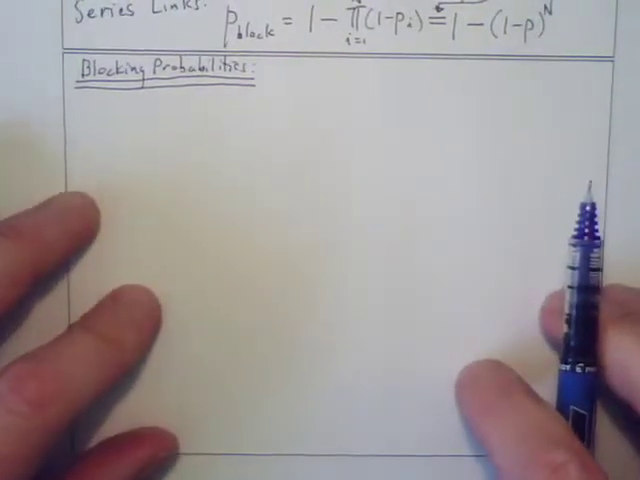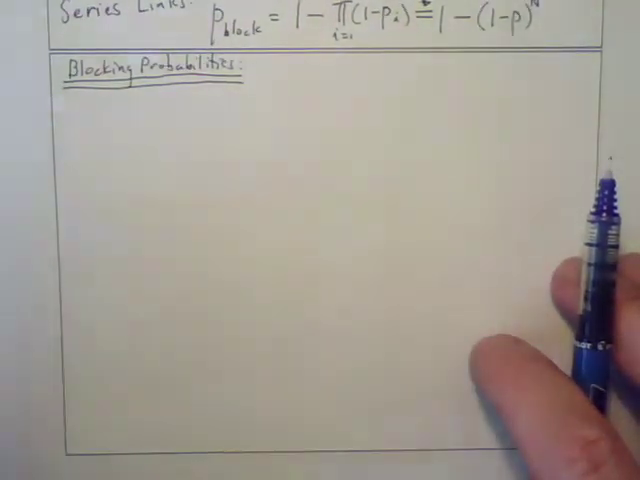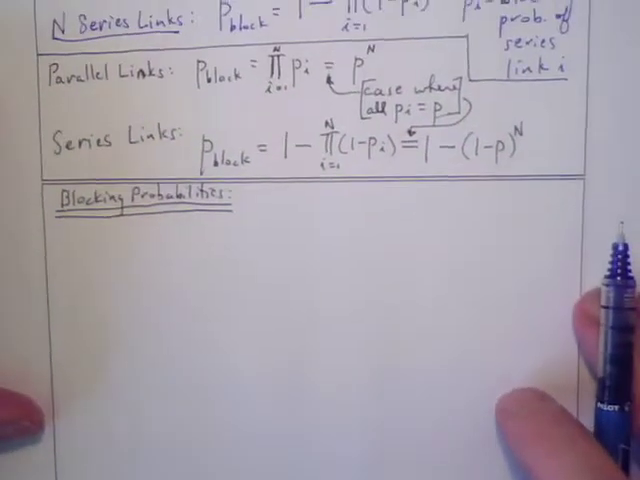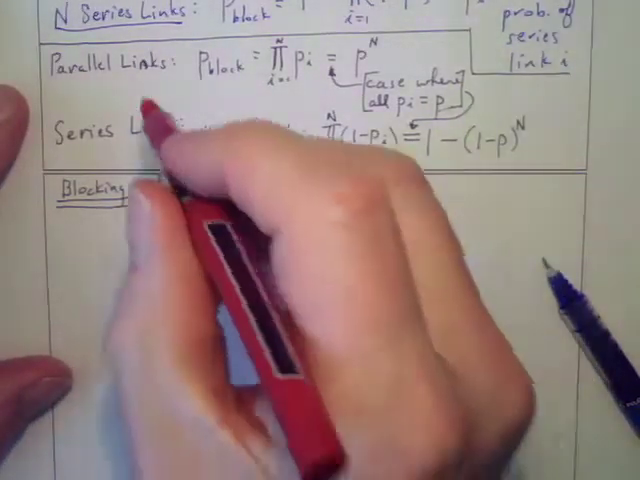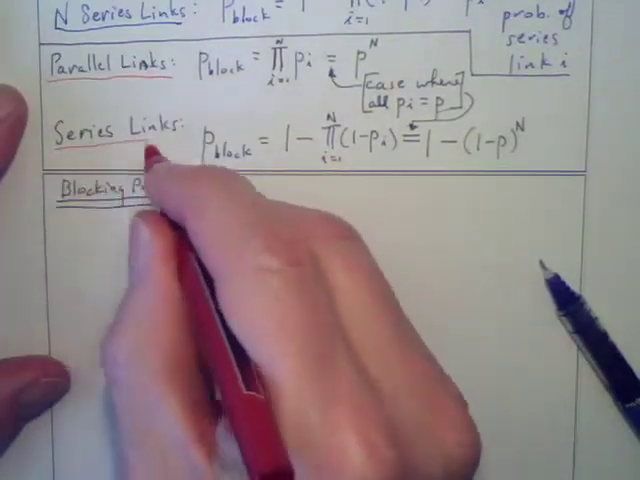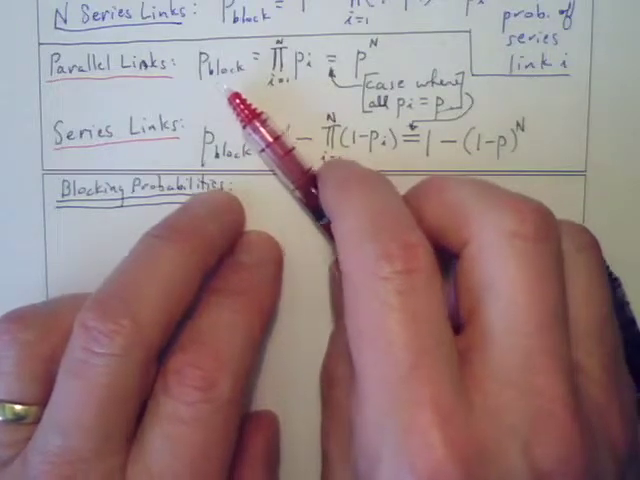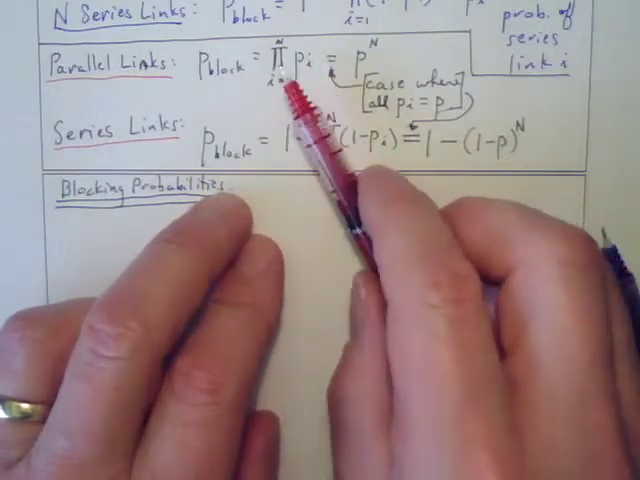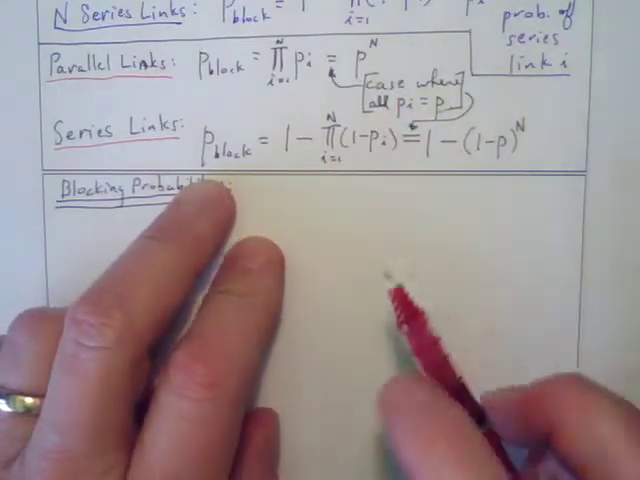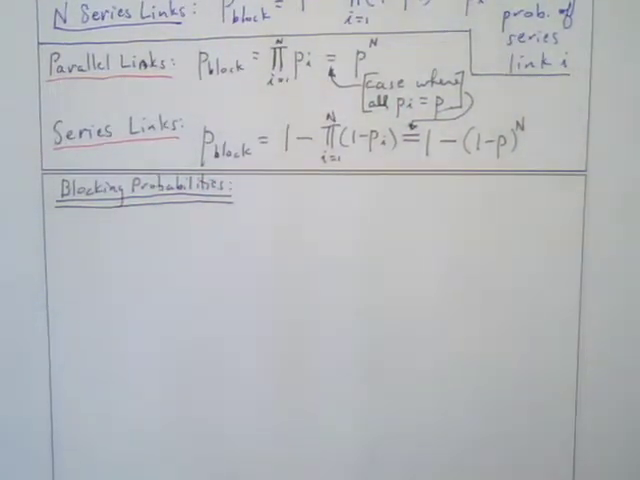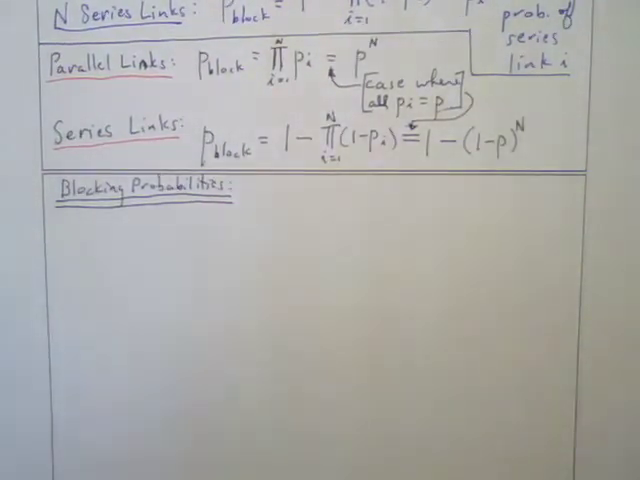Okay, in this video I'm continuing on with the discussion of blocking probabilities, and this is the third video. I just finished the second video, where we covered parallel links and series links, calculating the blocking probability of a bunch of links in parallel and a bunch of links in series. Okay, and these are the equations that we came up with. Now I'm going to talk about a situation where we have combinations of both series and parallel links.